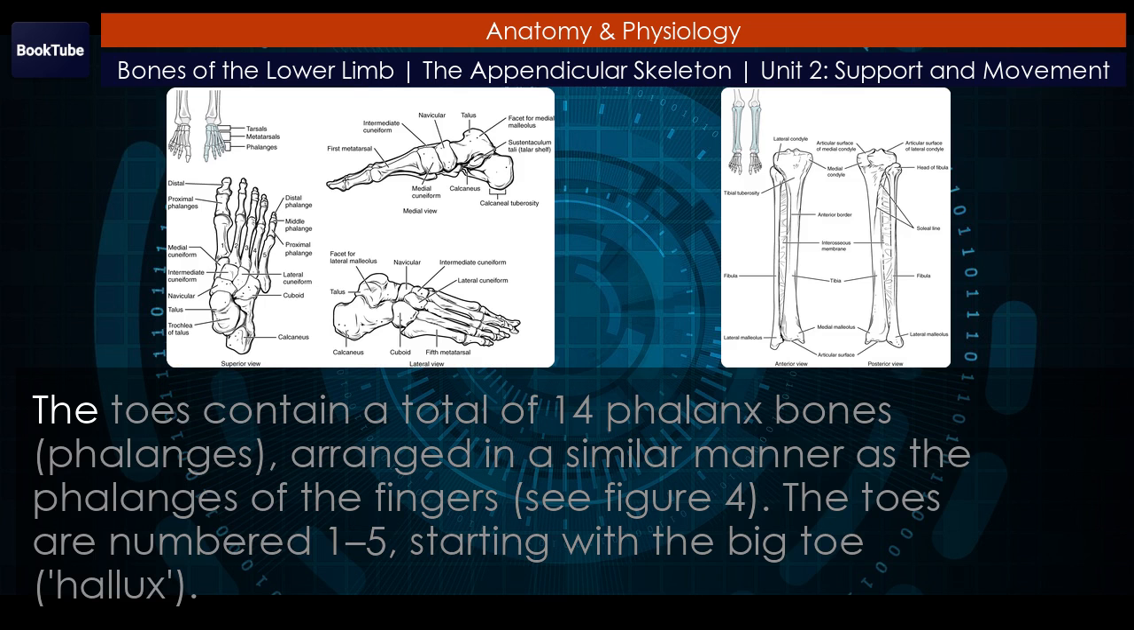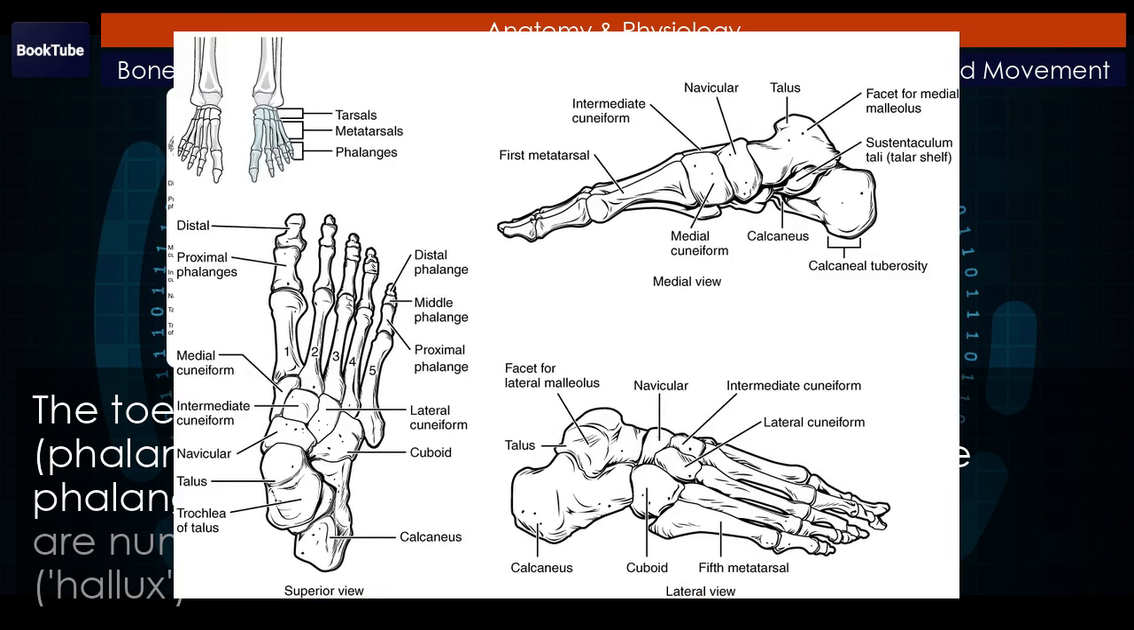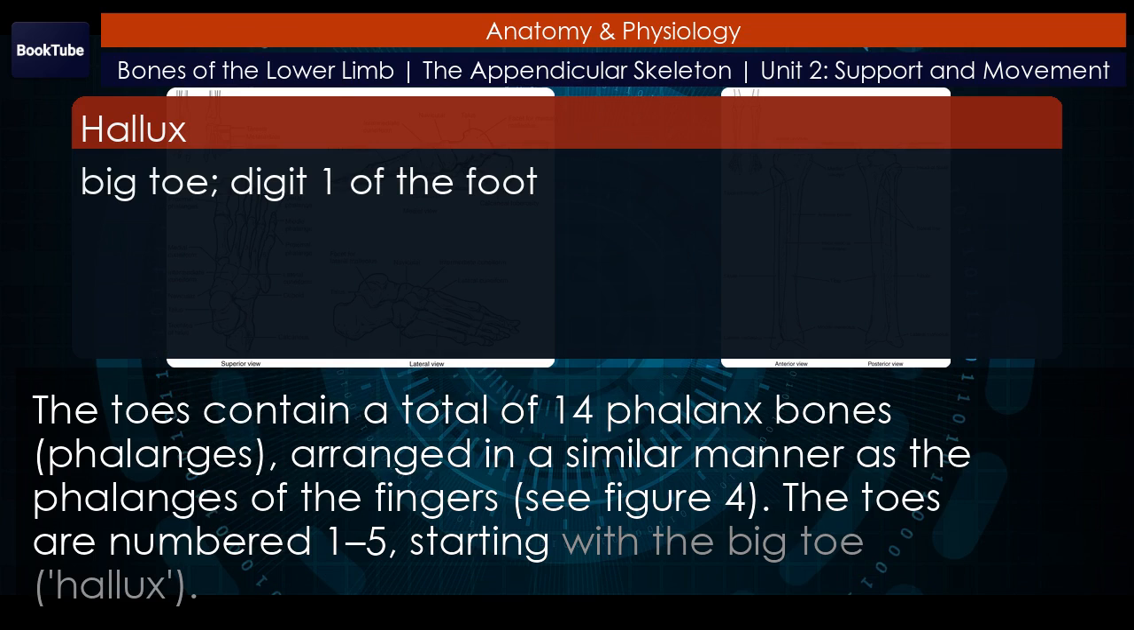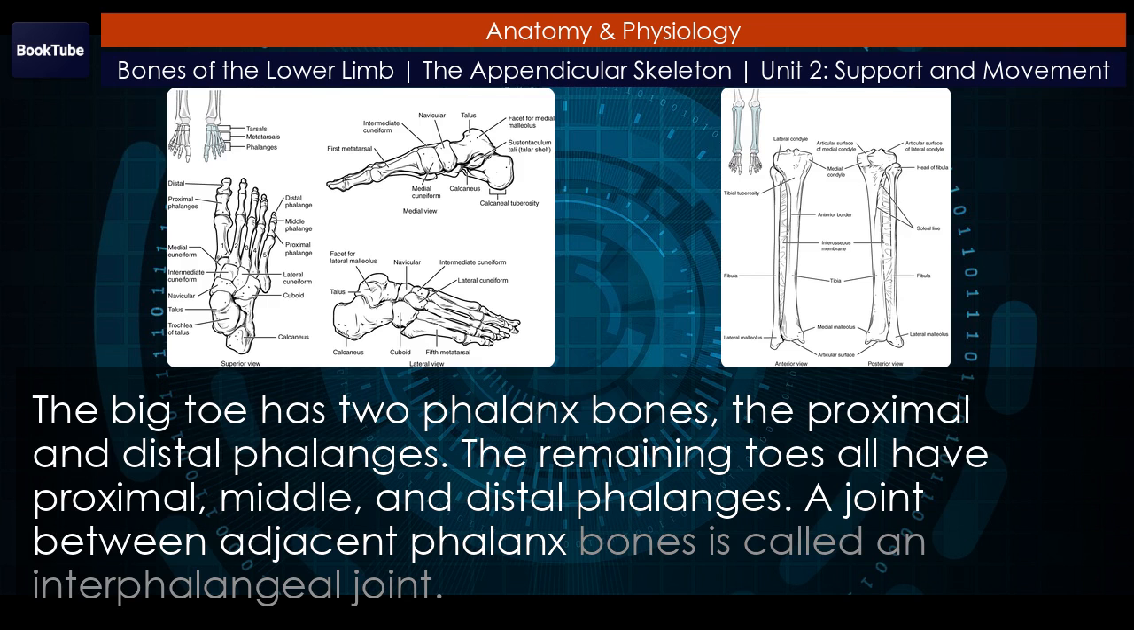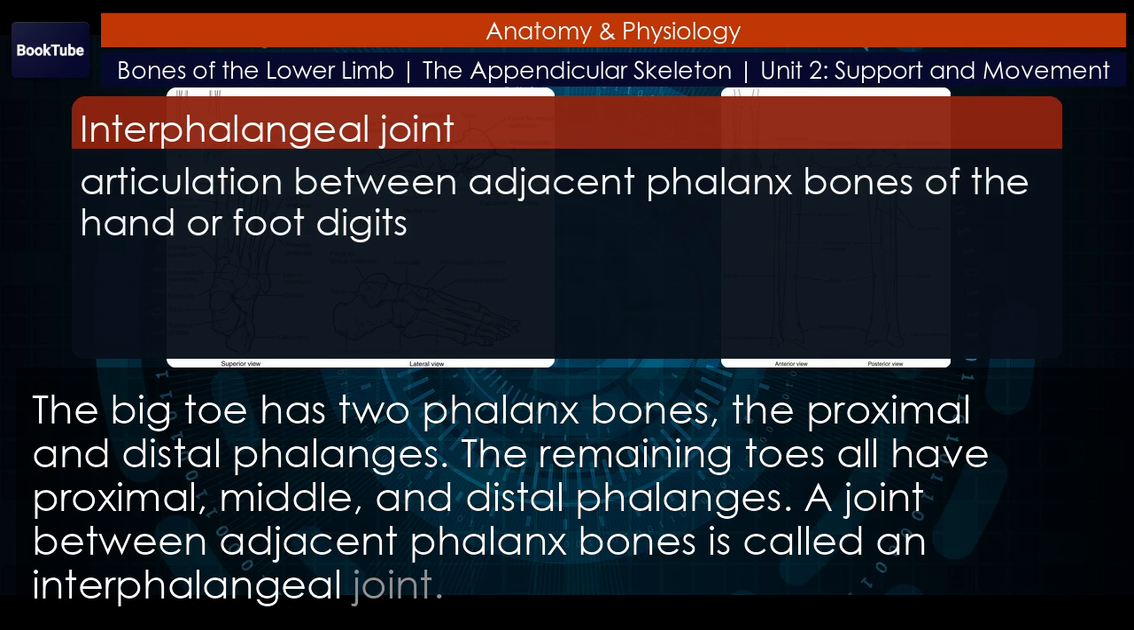Phalanges. The toes contain a total of 14 phalanx bones, phalanges, arranged in a similar manner as the phalanges of the fingers. See Figure 4. The toes are numbered 1 to 5, starting with the big toe. Hallux. The big toe has 2 phalanx bones, the proximal and distal phalanges. The remaining toes all have proximal, middle, and distal phalanges. A joint between adjacent phalanx bones is called an interphalangeal joint.